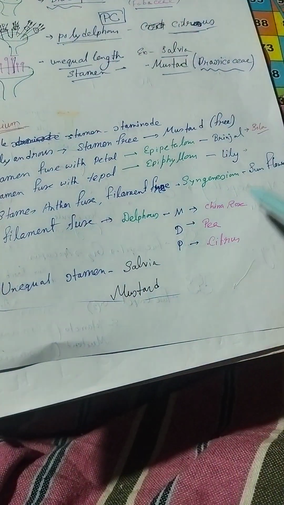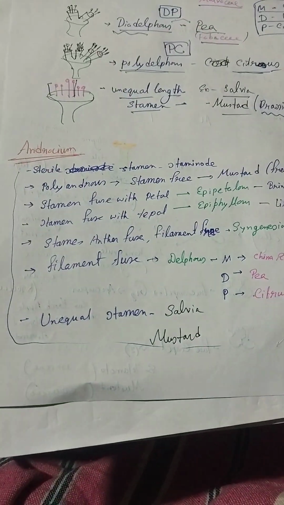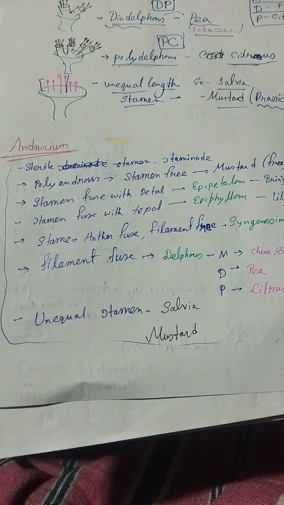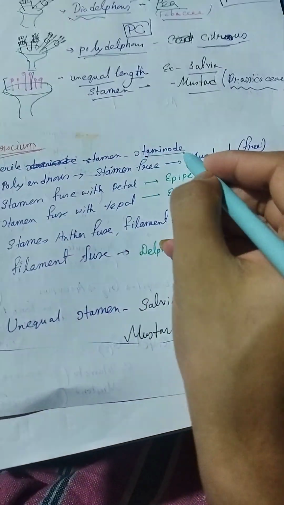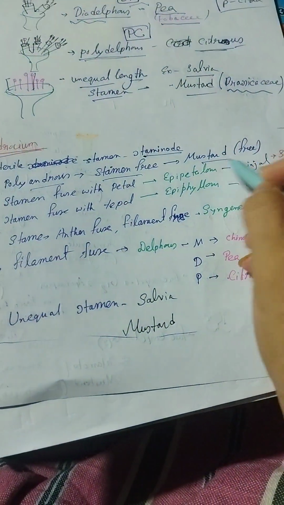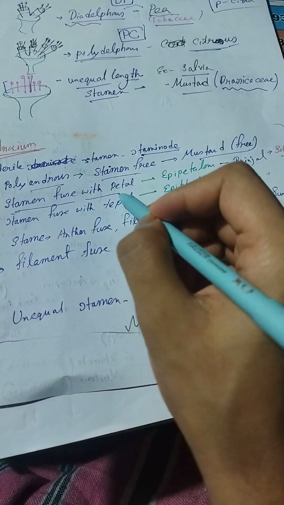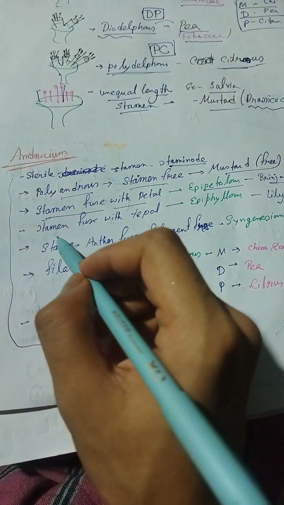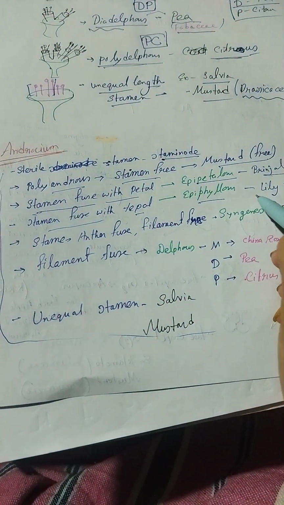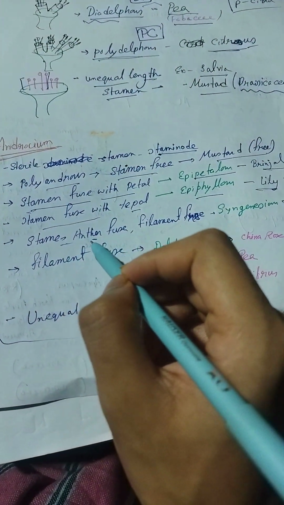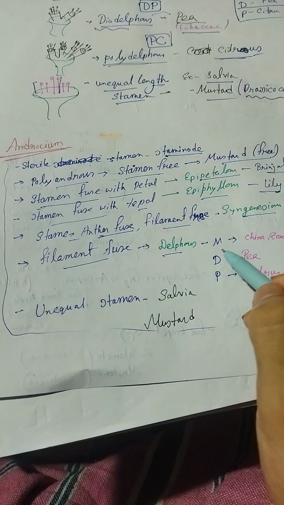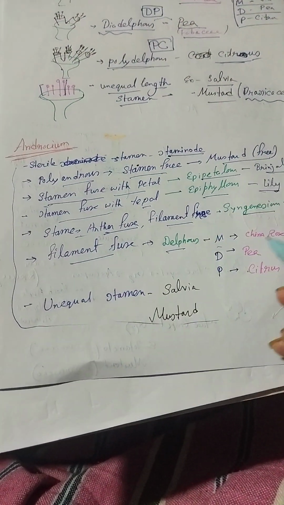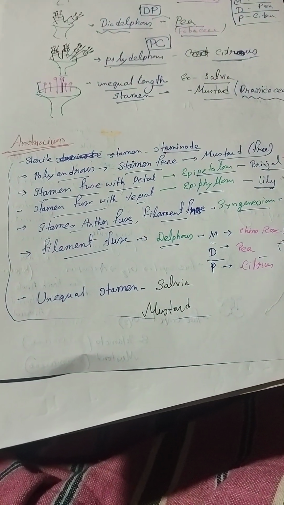And for androecium, short notes is this type. If you learn this, easy way to learn androecium. If sterile stamen, staminode. Polyandrous, stamen free, mustard free. Stamen fused with petal, epipetalous, example is brinjal. Stamen fused with tepal, epiphyllous, lily. Stamen anther fused, filament free, syngenesious and sunflower. Filament fused, adelphous: MC, monoadelphous is China rose, diadelphous is pea, DP.